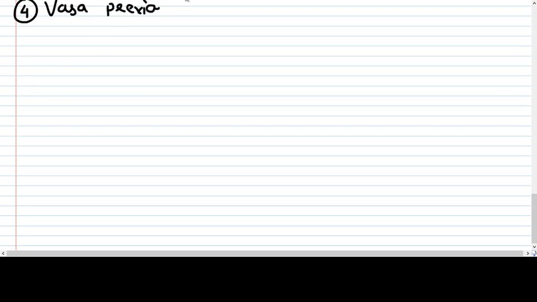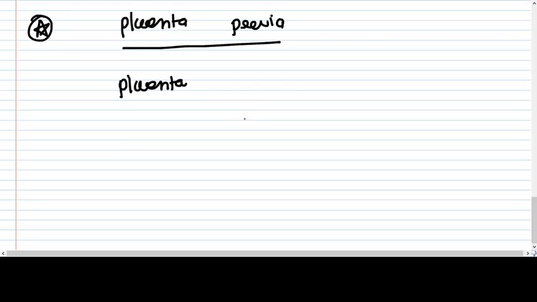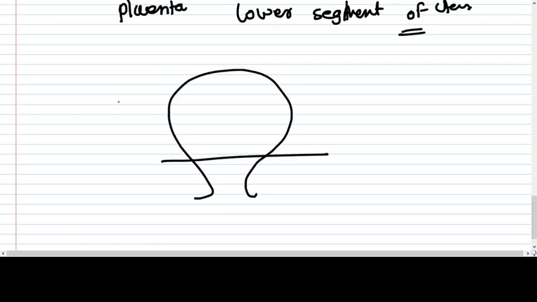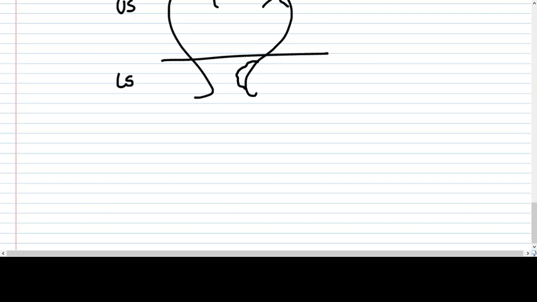Now let me give a very clear view on what is placenta previa and what is abruptio placenta. Placenta previa means the placenta is attached in the lower segment of the uterus. See, most of the placenta settles itself in the upper portion. This is the upper segment, this is the lower segment. Most placentas usually attach to the upper segment of the uterus, but some placentas adhere to the lower segment.